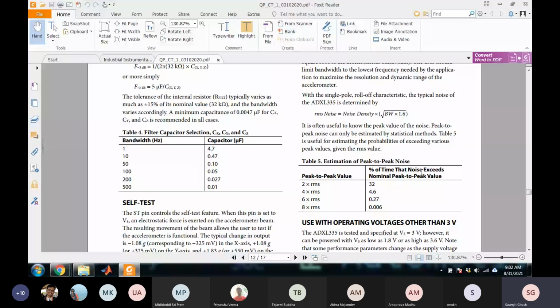Similarly, if you are taking this peak to peak estimate as 4 into RMS, that means you are allowing 4.6% of the time for that noise to exceed this nominal peak to peak value. So this thing.